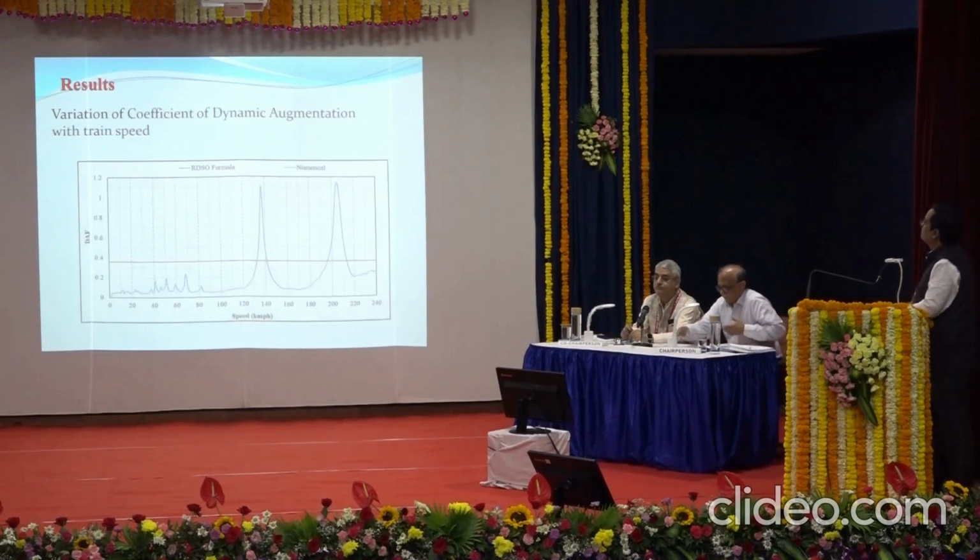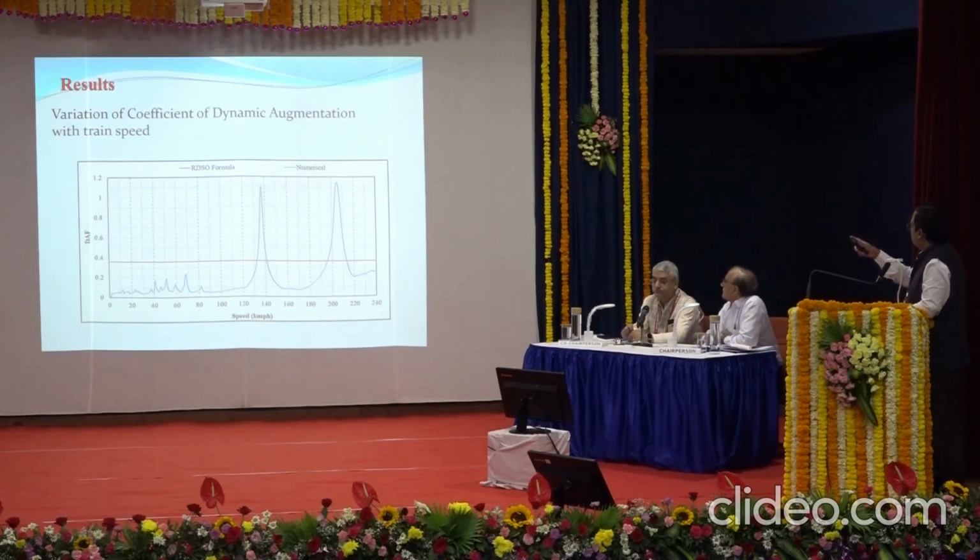Next, the variation of coefficient of dynamic augmentation. The red line is the dynamic augmentation as per the CDA formula given in the bridge rule. So what is a very interesting result? At a speed of 140, nearing 137 kmph, the amplification is 1.10. As per the bridge rule, it should be near 0.4. So at two points, it has exceeded those limits.